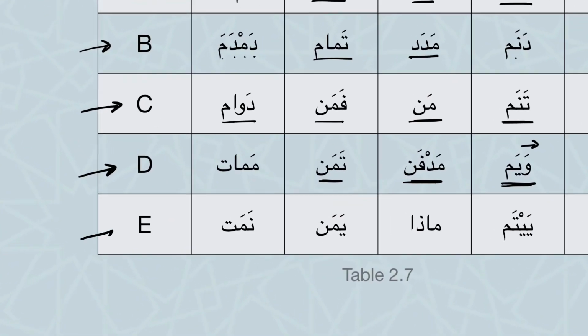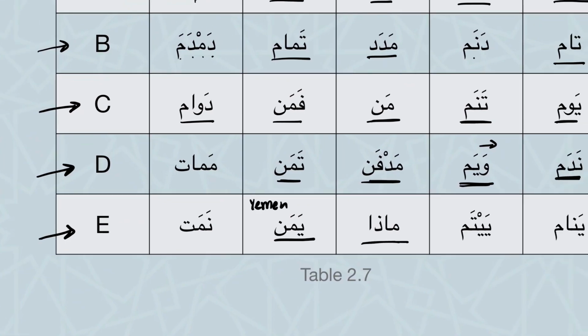The row E is namat. We've seen that before. And number 2 is Yemen, which is a country. This one is one of the most functional words that you're going to learn in your early beginnings in Arabic, which is ماذا. ماذا is what is that? It's a question. We call it interrogative. So it's what is it? What is that?